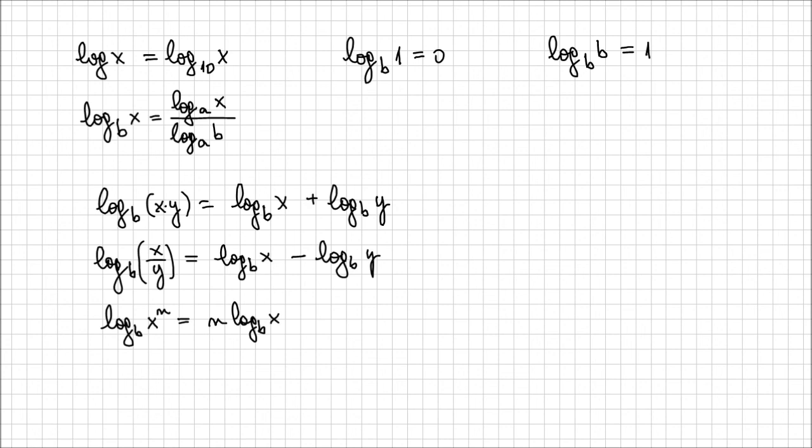A couple more identities that you're going to encounter all the time, at least in this chapter. Ln of e at power x obviously is going to be equal to x, and e at power ln x is going to be x as well.